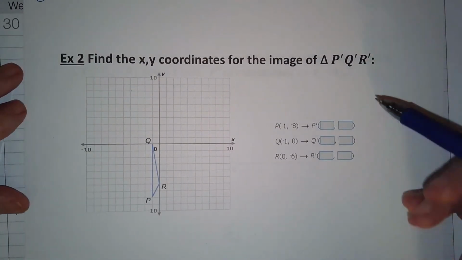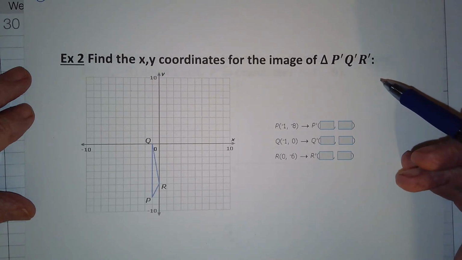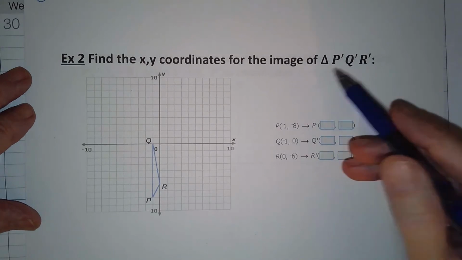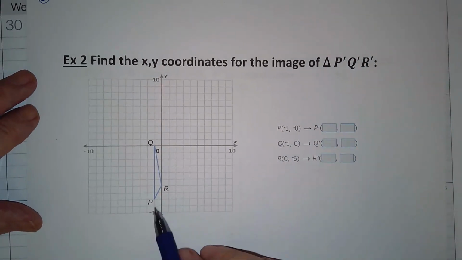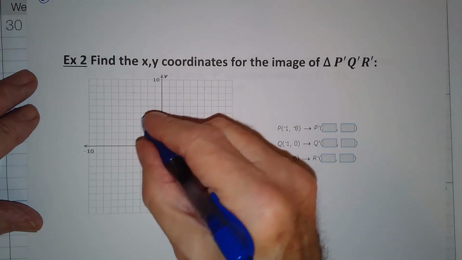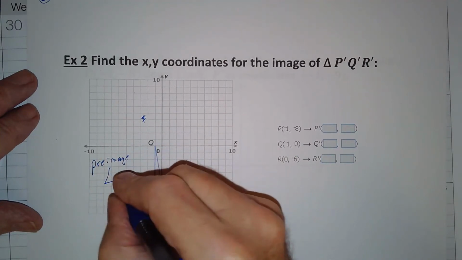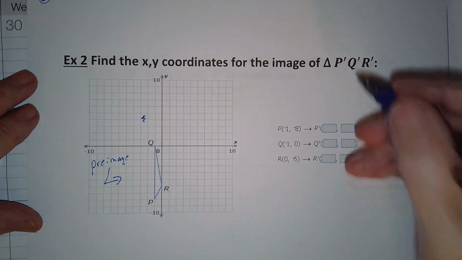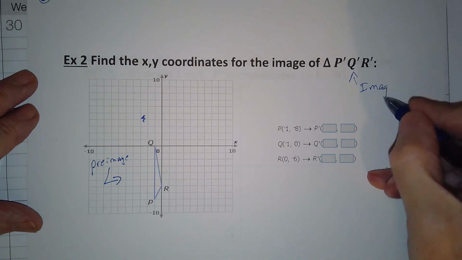Here we're going to find the x and y coordinates for the image, P prime, Q prime, R prime. So be careful about that. We want the coordinates for that. So this is triangle PQR. This is, again, the pre-image. Let's put it over here, pre-image. That's the pre-image. So we're looking for the image. That's this, the image. Okay?